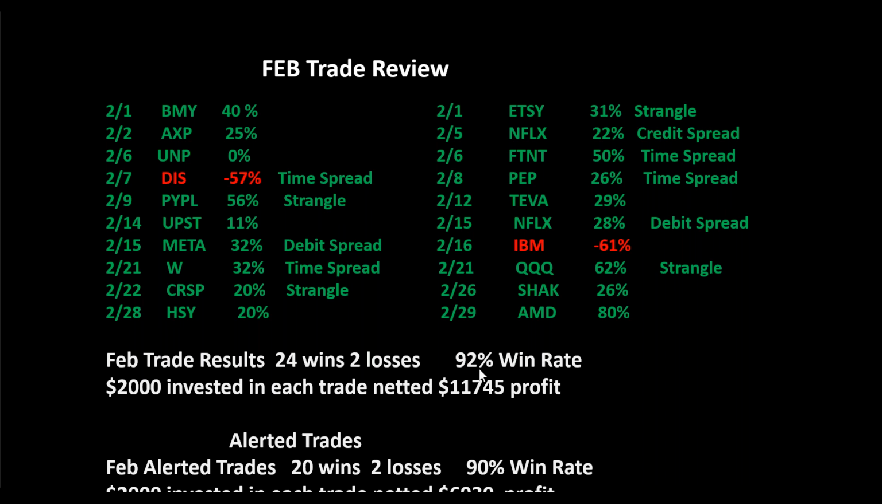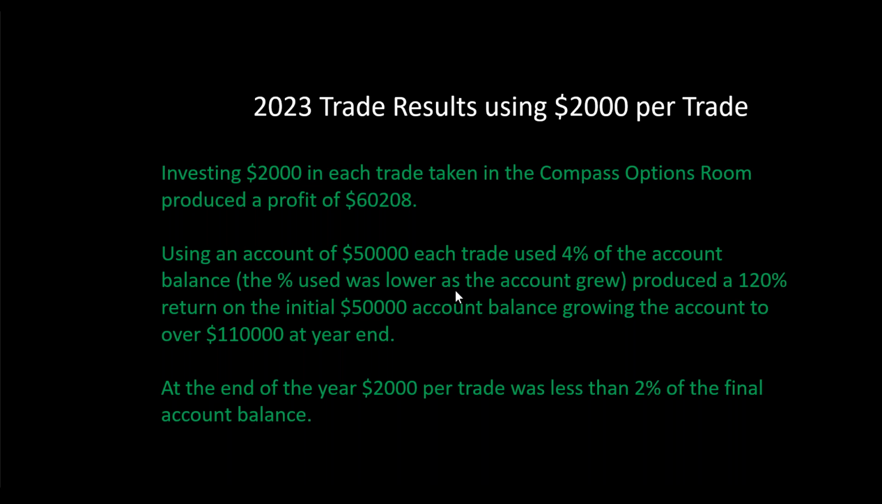This was a big month for us: 92% win rate, 11,745. Some big profits in here, really nice profits, and probably one of our best months so far. And alerted trades, again, 20 and 2, 90% win rate, 69.30 on the alerts.